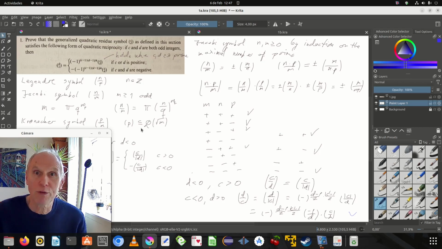But I read about the Artin symbol, which I believe is a generalization of the Kronecker, but then I didn't understand that very well. I didn't understand the use of it at all.